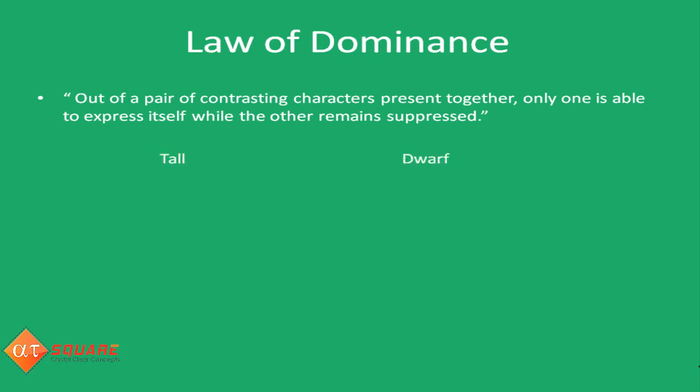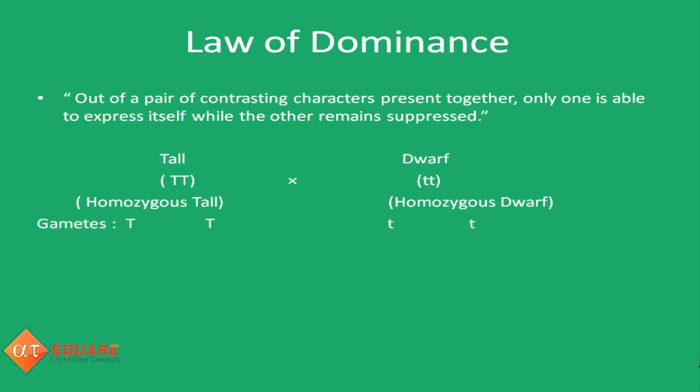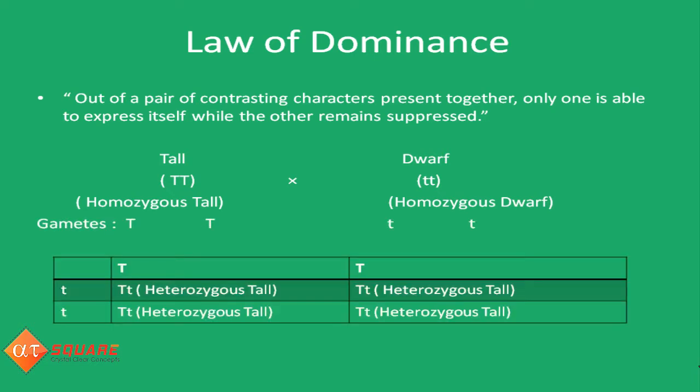Suppose a pure tall pea plant is crossed with a pure dwarf pea plant. The gametes produced would be as follows. Now, if we plot a Punnett square, we see that all the individuals obtained are tall. We can clearly say that tallness is dominant over shortness, and we can see here that one character, that is tallness, has expressed itself and hence is the dominant one, while dwarfness remained unexpressed and is recessive.